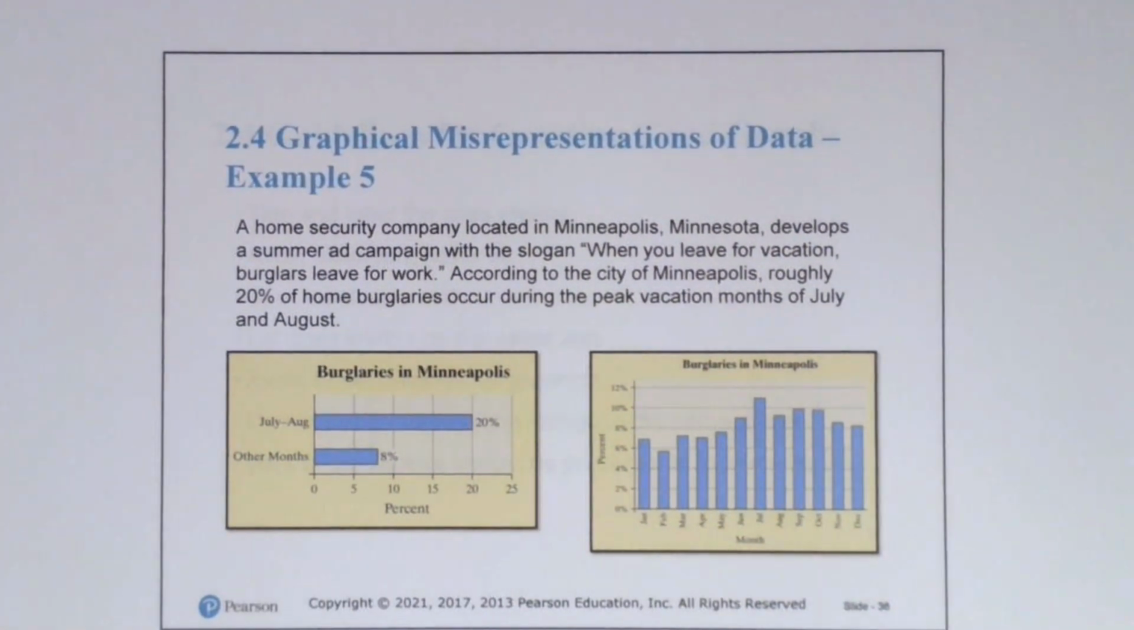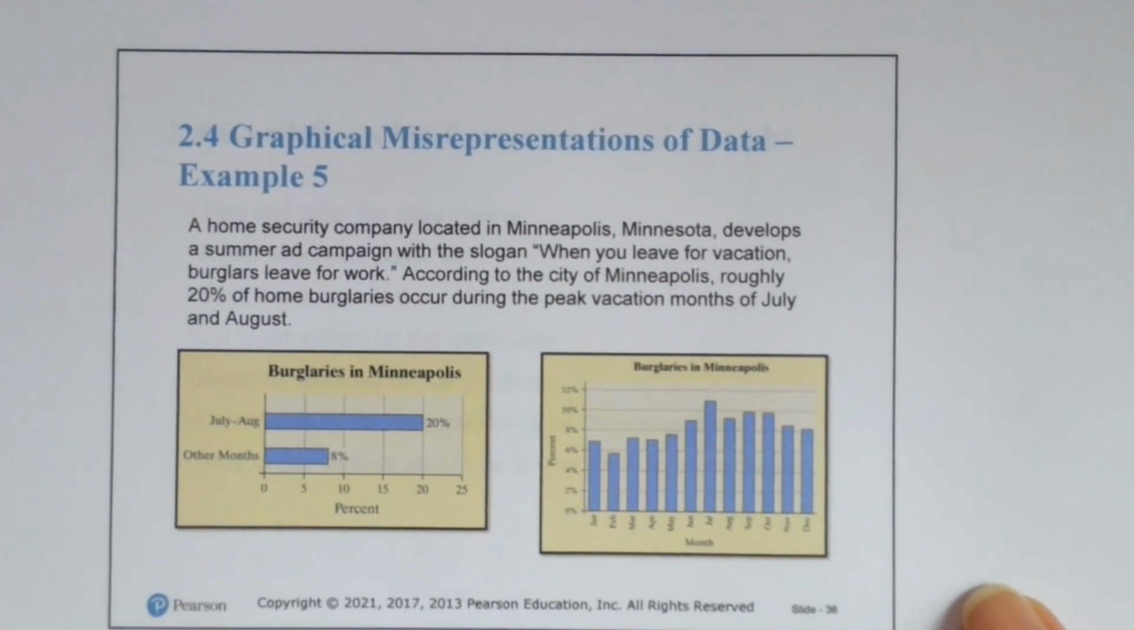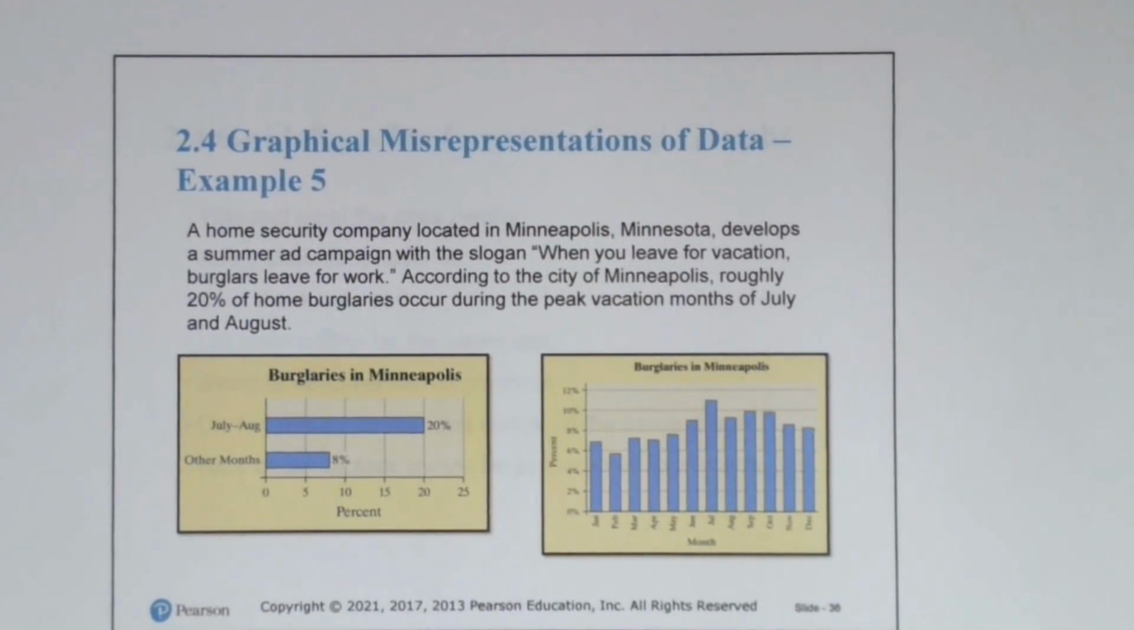So here it says a home security company located in Minneapolis, Minnesota, develops a summer ad campaign with the slogan, "When you leave for vacation, burglars leave for work." Great slogan for a home security company. According to the city of Minneapolis, roughly 20% of home burglaries occur during the peak vacation months of July and August. The rest of the year, about 8%. That's when 8% of them occur, and 20% occur in July and August.